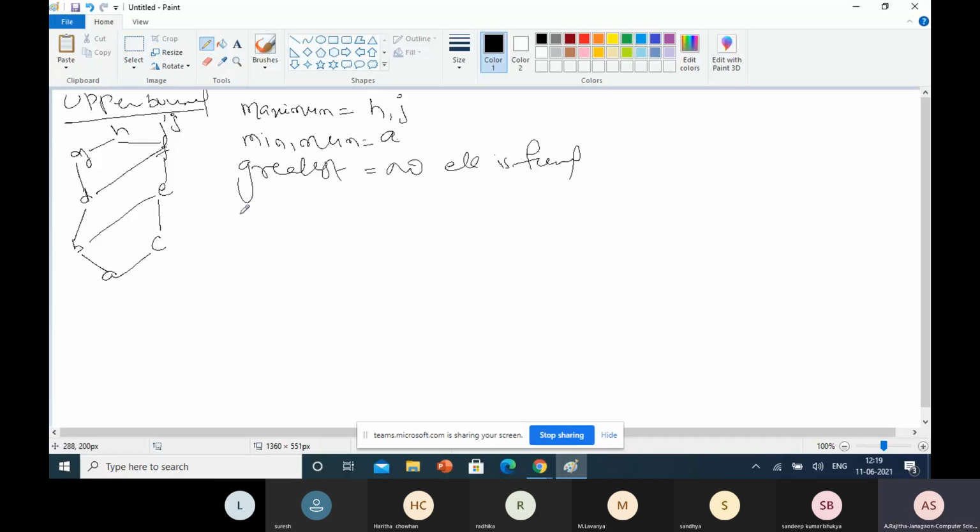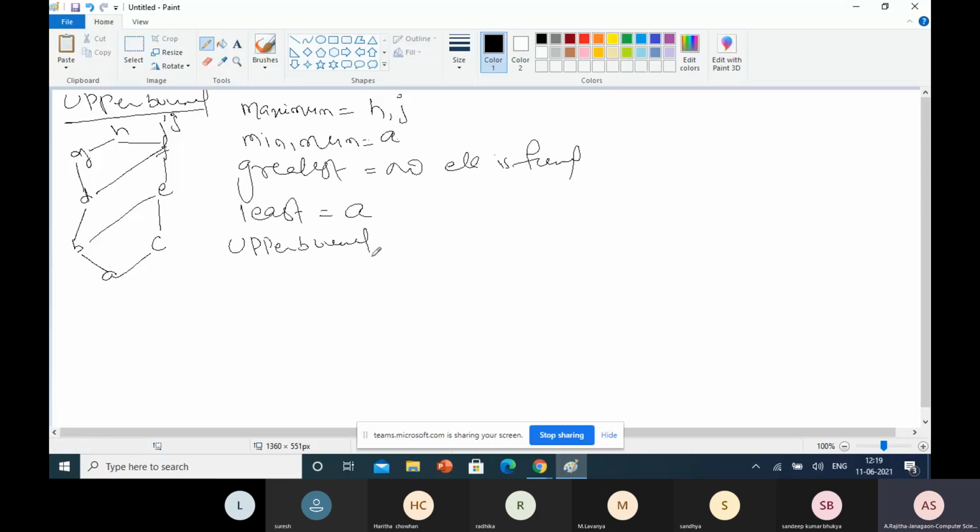No element is found. And what is the least element? Here the minimum is the least element. That means if the minimum contains only one element, that is the least element. If the maximum contains only one element, that's the greatest element. This is what we discussed in yesterday's class. Now we are going to discuss what the upper bound is.